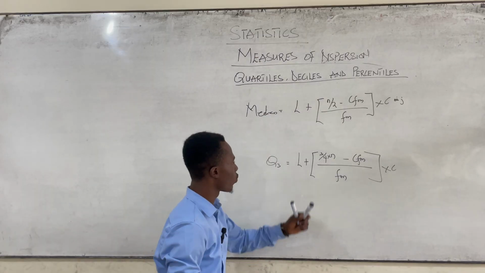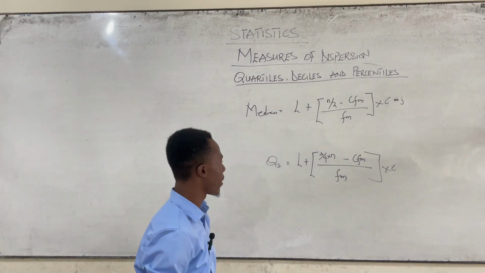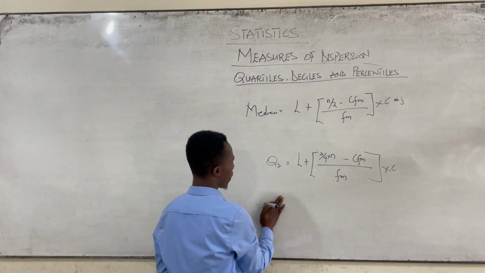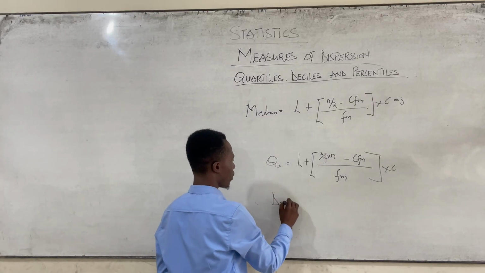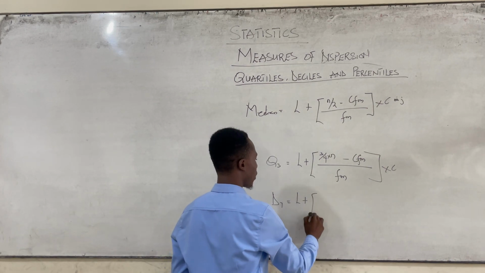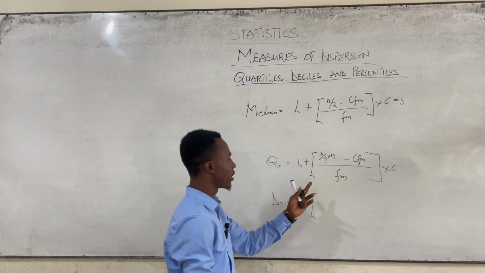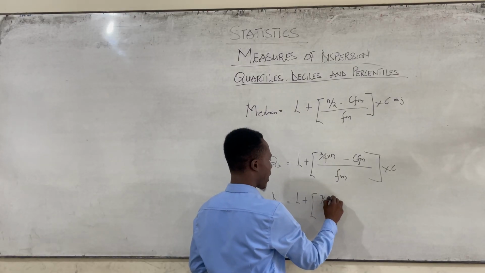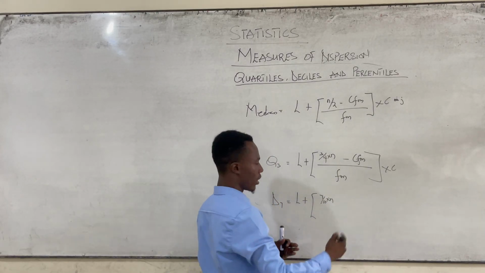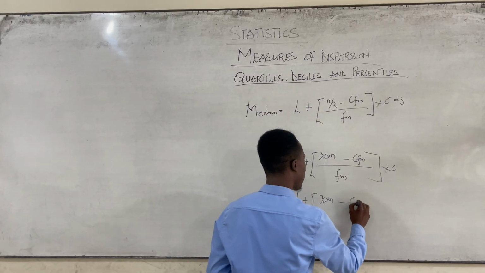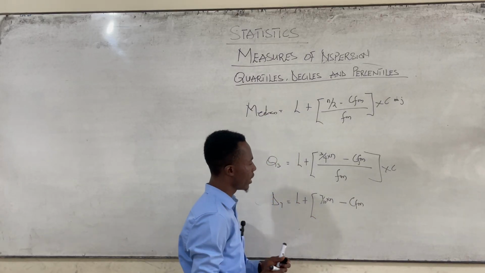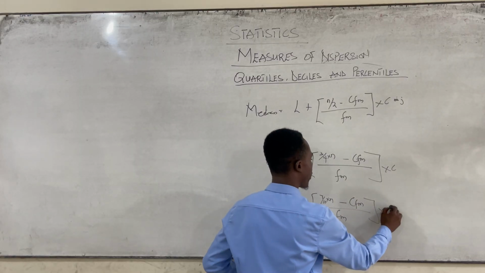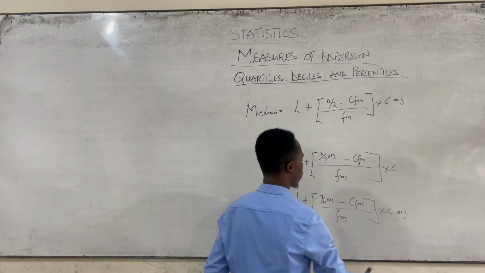Okay, the same thing will apply when you are talking about, let's say, 7th decile. So 7th decile too will be D7, the same L plus, this will change. Do you get it? So 7th decile is 7 over 10. So you get 7 over 10 times n, or 7 over 10 n minus cumulative frequency of the preceding class over frequency of that particular class, multiplying your class size or the class width.